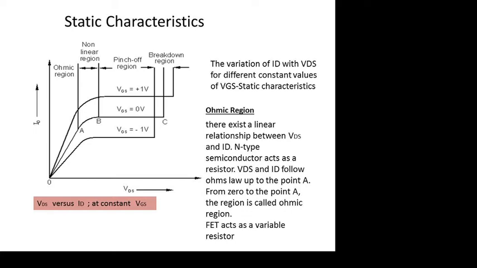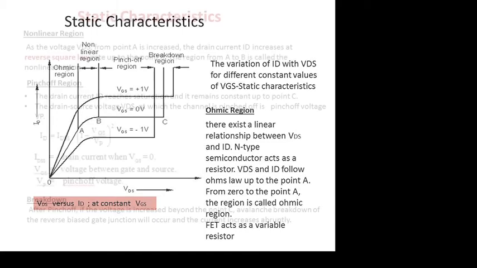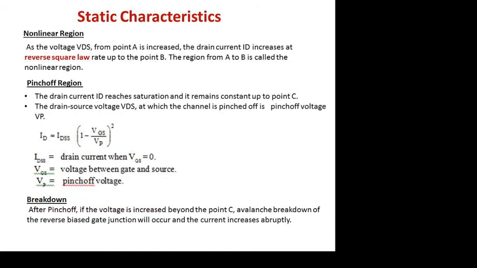Now this plot has three major regions. First is the ohmic region, second the nonlinear region, third the pinch off region, and then the breakdown region. In the ohmic region, the current ID increases from O to E. It follows Ohm's law. There is a linear increase: as VDS increases, ID also increases. In the nonlinear region, it follows the square law.